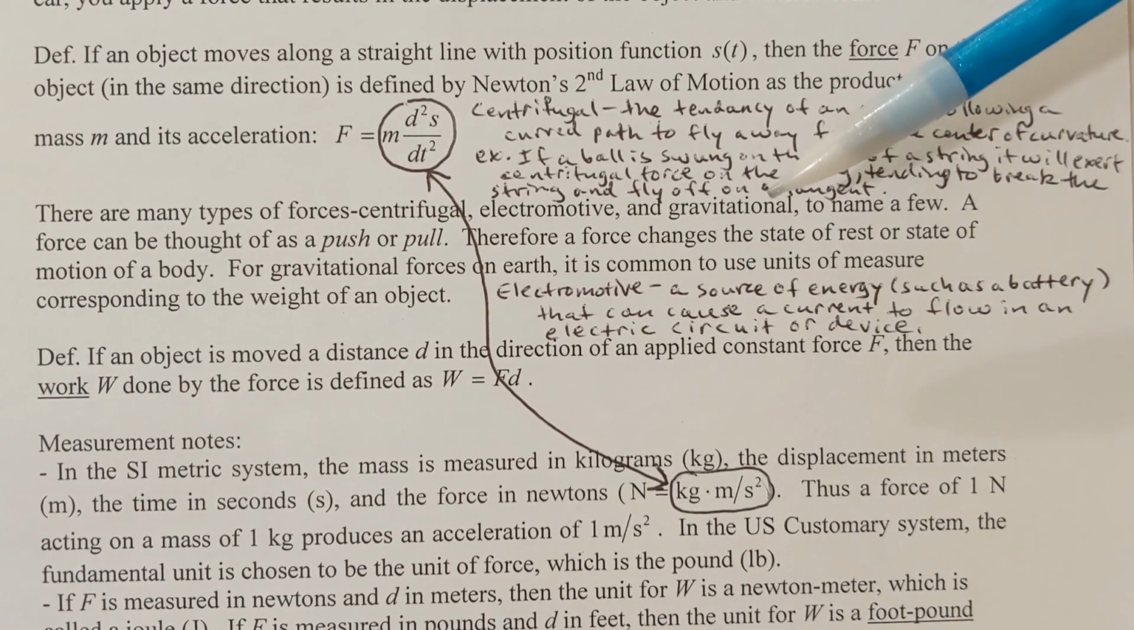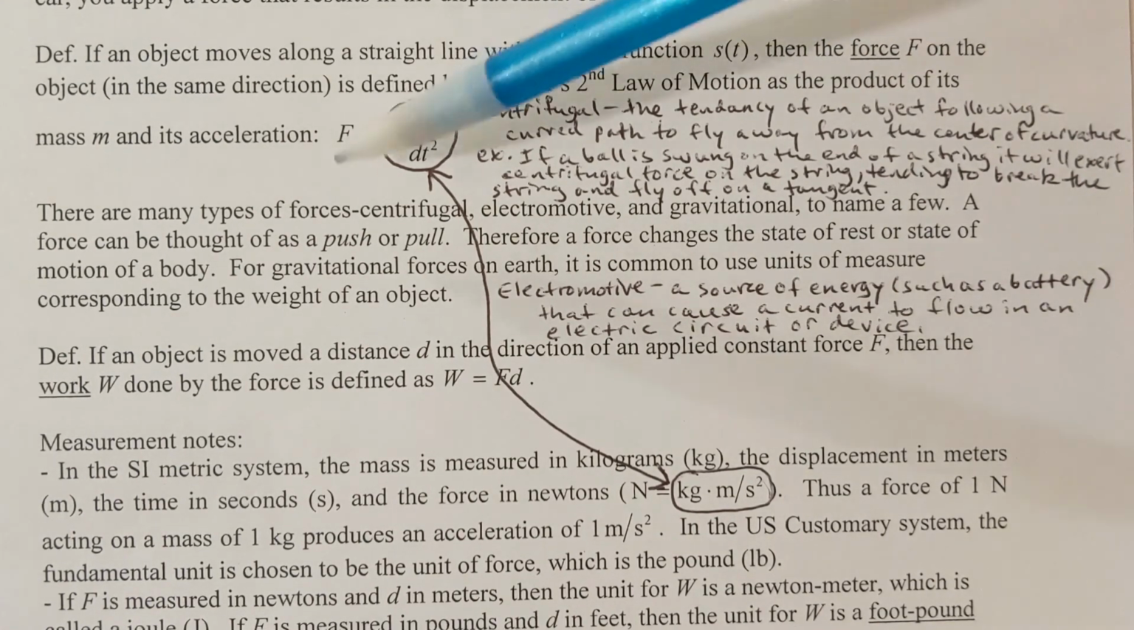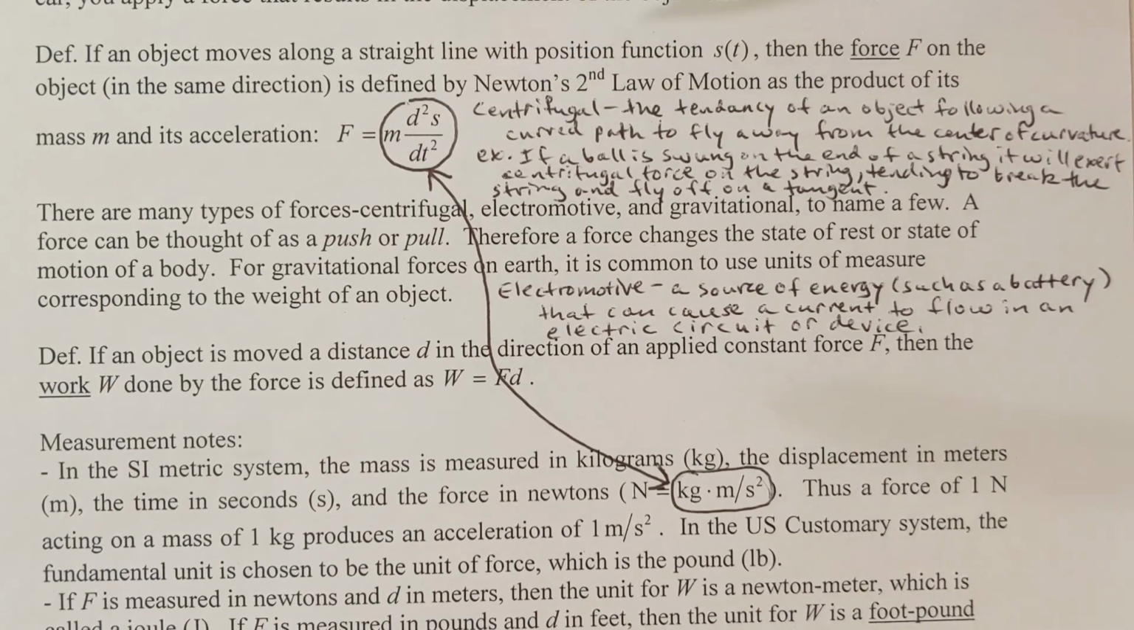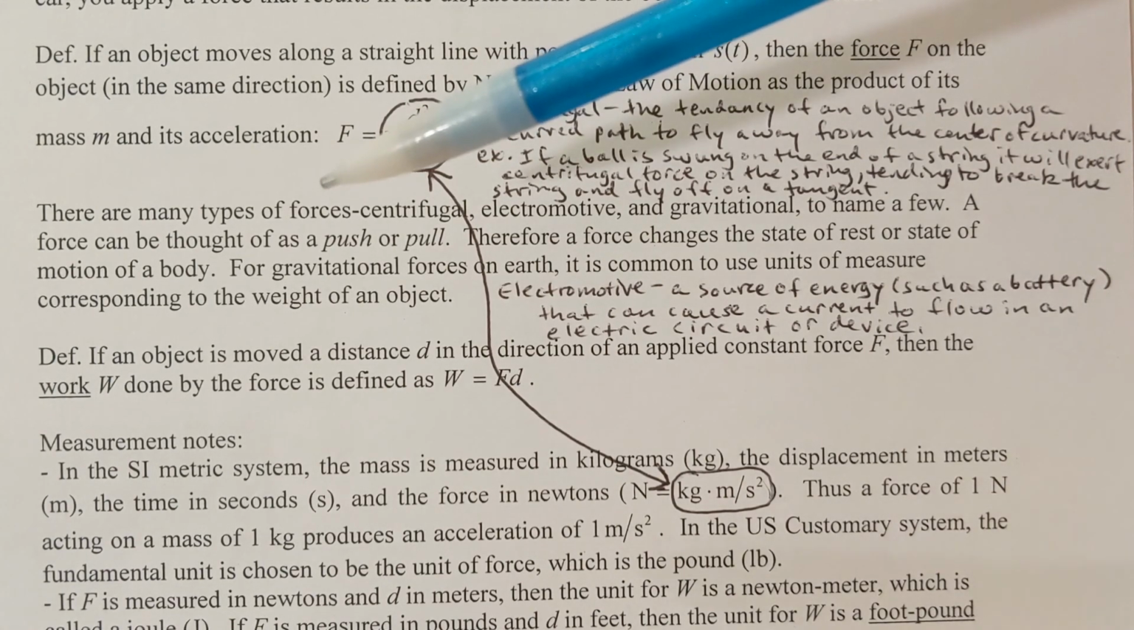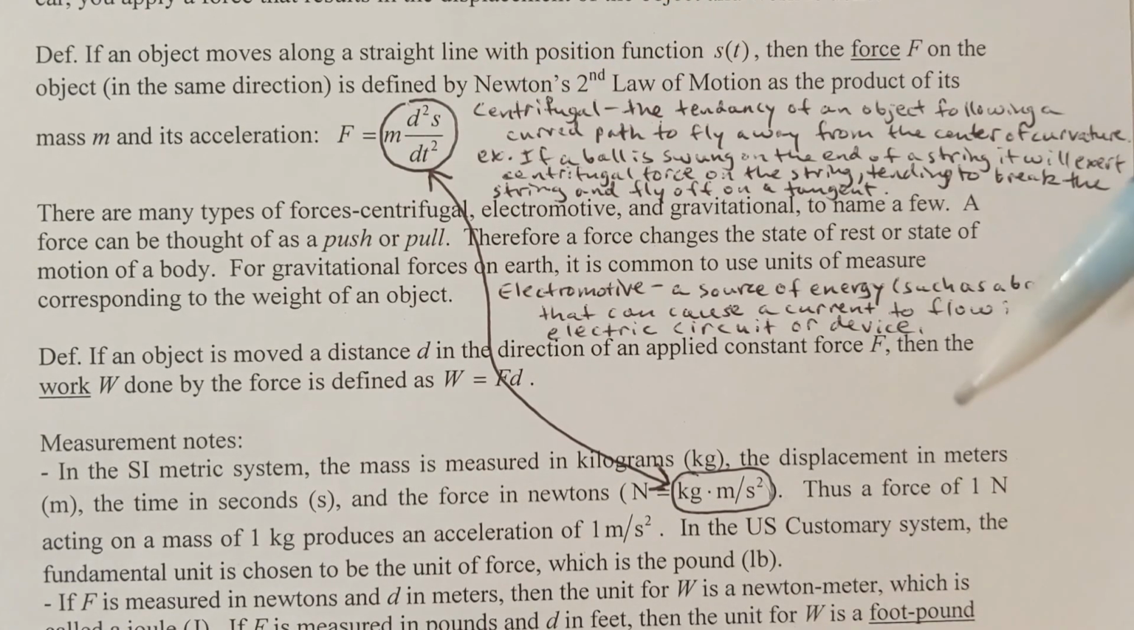Gravitational force, the force due to gravity. So those would be a couple of examples of where we would see forces in nature. A force can be thought of as a push or a pull. Therefore, a force changes the state of rest or the state of motion of a body. For gravitational forces on Earth, it is common to use units of measure corresponding to the weight of an object. So weight would be an example of a force.